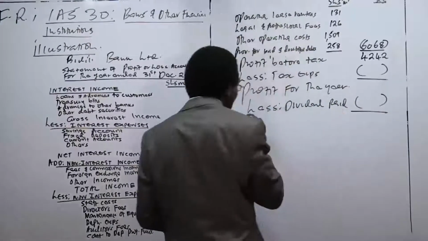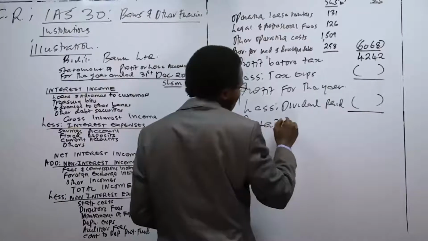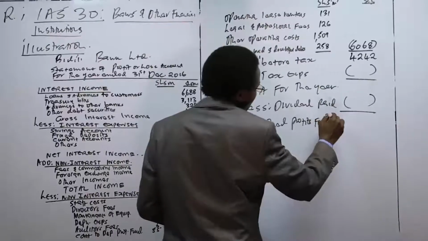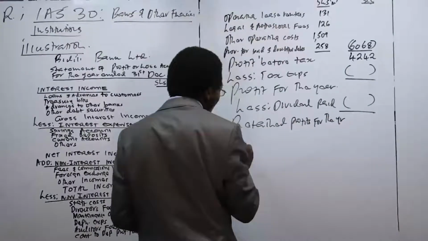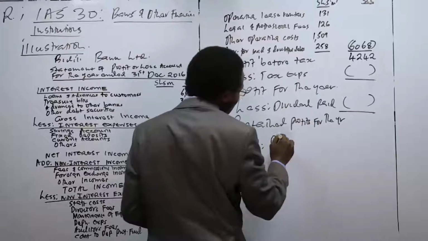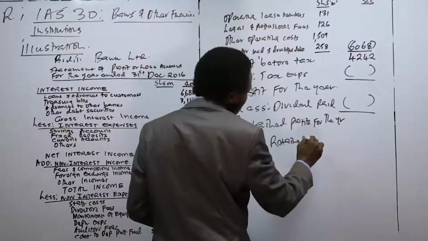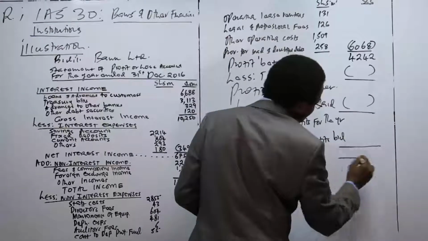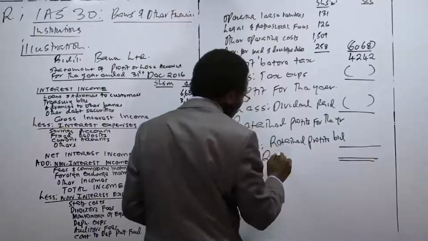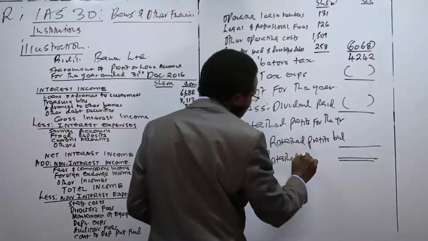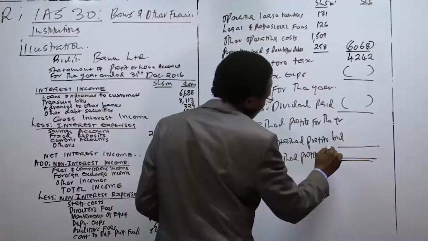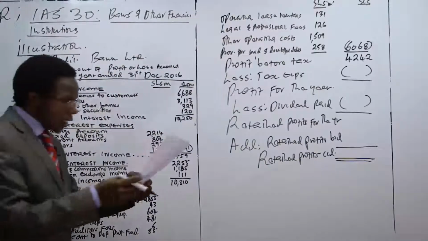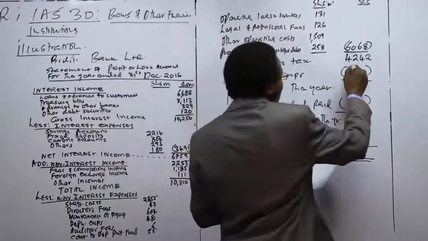Then we get the retained profits for the year. Then we add retained profits brought down. Then we get the retained earnings, we have the retained profits carried down. So if we start with the tax expense that was paid, that is 1242.